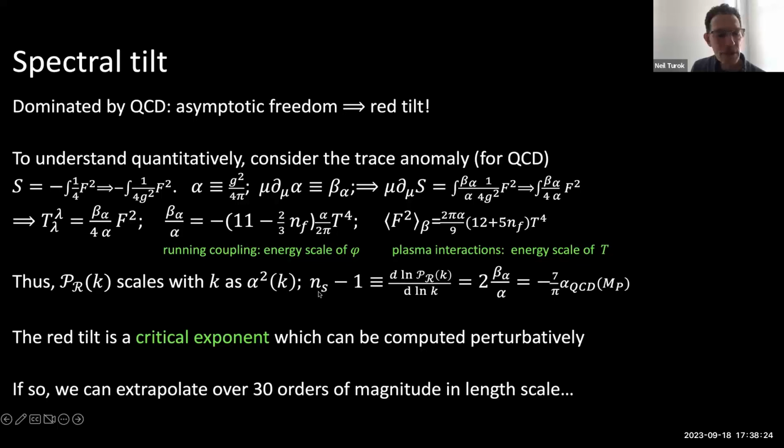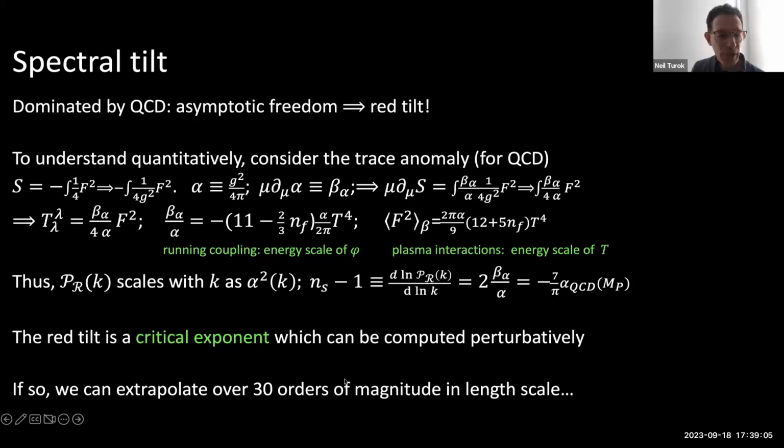And so it turns out that from this calculation, the tilt here, this n_s minus one, is slightly negative. And the reason is that QCD is asymptotically free. So as you go to larger distances, the coupling gets stronger. That's why we see larger fluctuations on larger scales in the universe. And we can calculate n_s minus one, and it turns out to be minus 7/π times alpha QCD evaluated at the Planck scale. And so the red tilt here is a critical exponent, which can be calculated perturbatively in this framework.